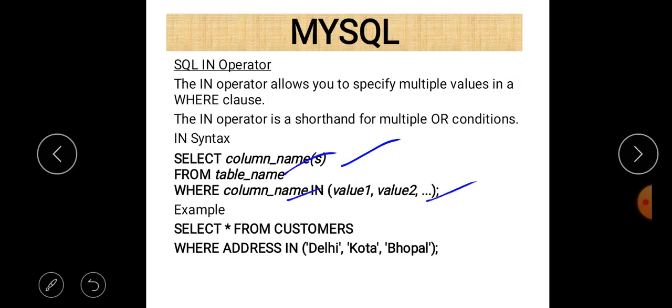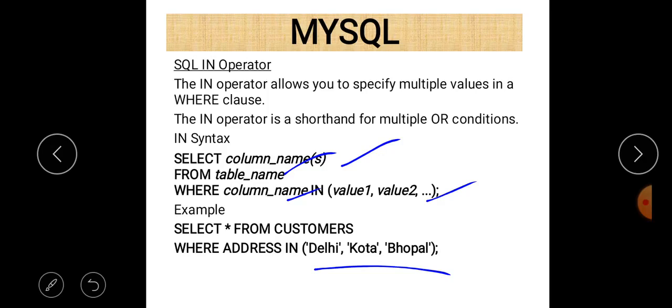For example, if you want to select an address, you can use the IN operator just like that. Select star from customer where address IN Delhi, Kota, Bhopal. There are three addresses, so only the rows whose address belongs to these three values will be selected. That is the use of the IN operator.